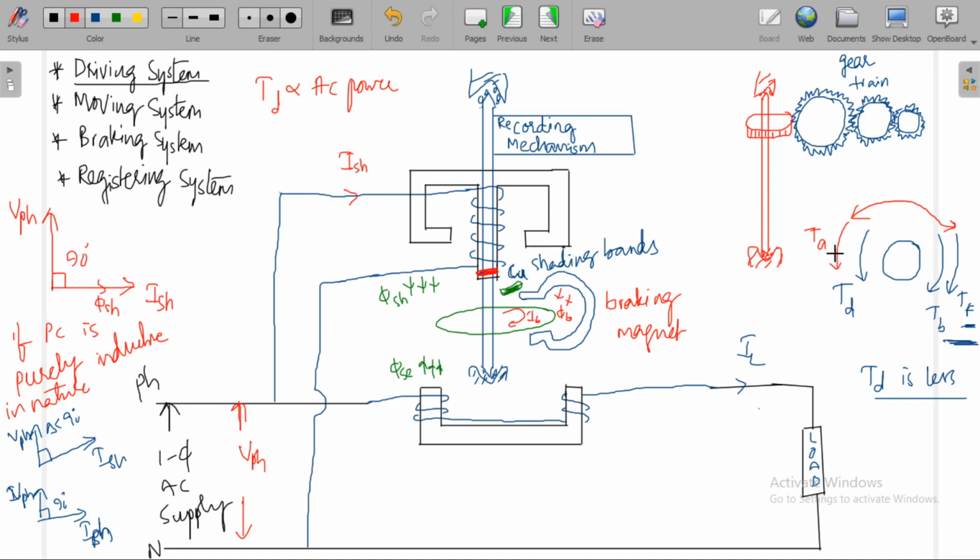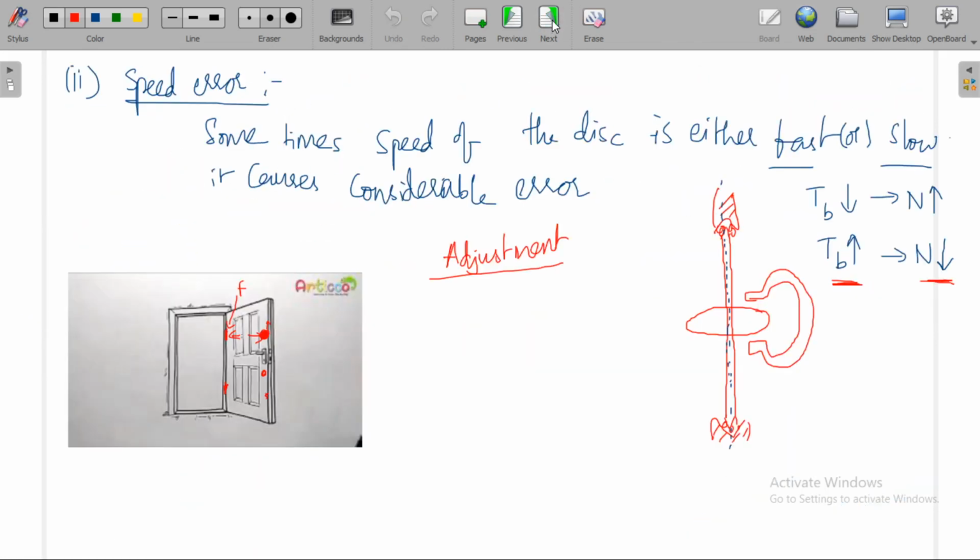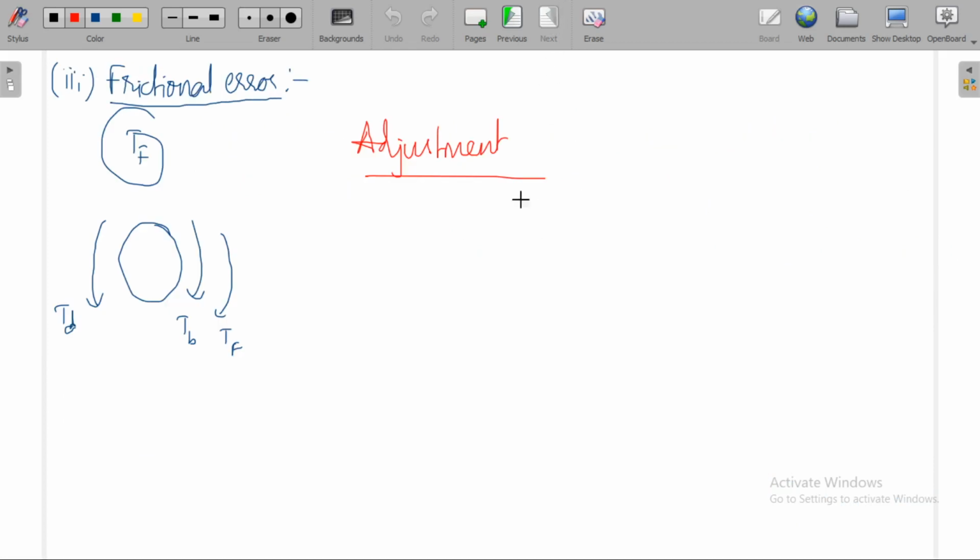Okay, constant and additional torque. Anyhow, this is also constant. So I can rotate this disc at light loads. This adjustment is called light load adjustment. Here we provide some additional torque by placing short circuit loops in the leakage gaps of the shunt magnet. This adjustment is called light load adjustment.